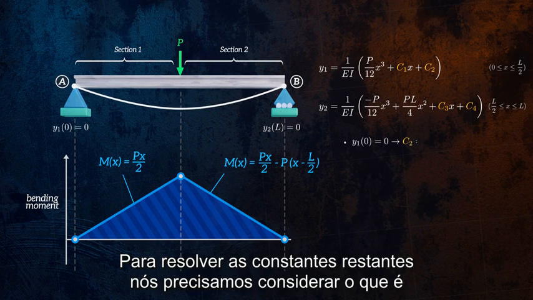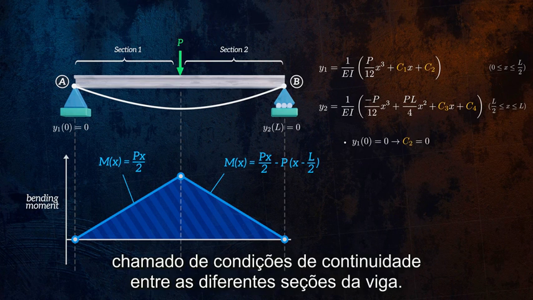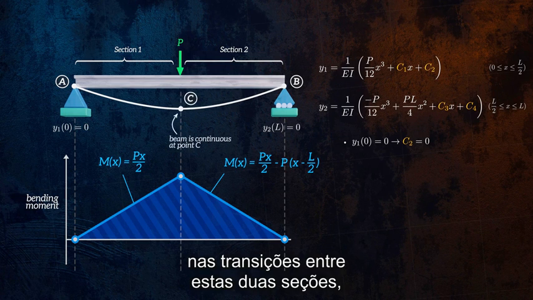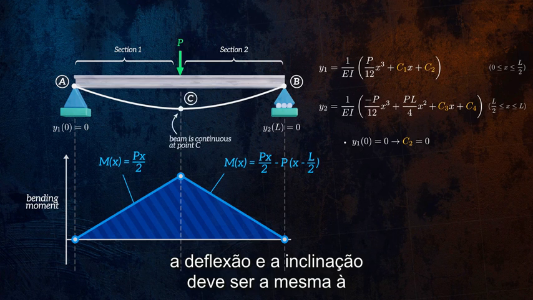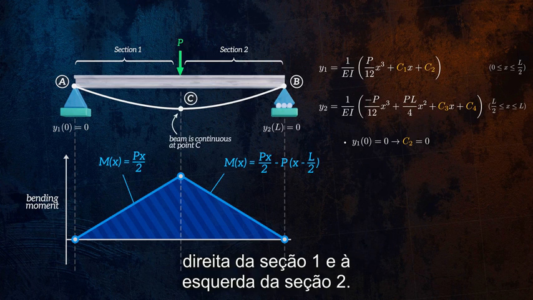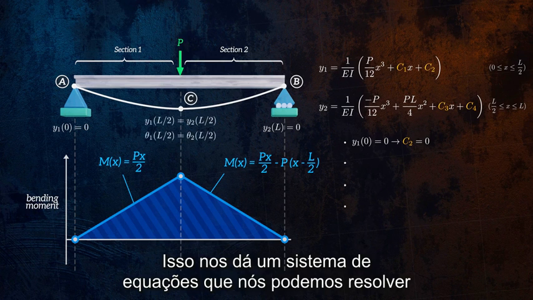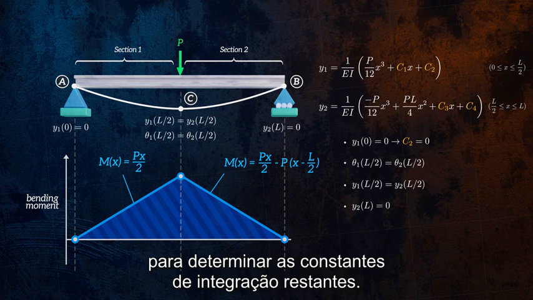To solve the remaining constants, we need to consider what's called the continuity condition between the different sections of the beam. Since the beam remains continuous across the transition between these two sections, the displacement and slope must be the same at the right of section 1 and at the left of section 2. This gives us a system of equations we can solve to determine the remaining constants of integration.